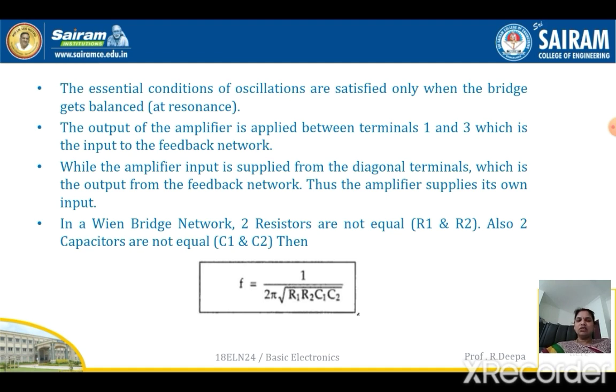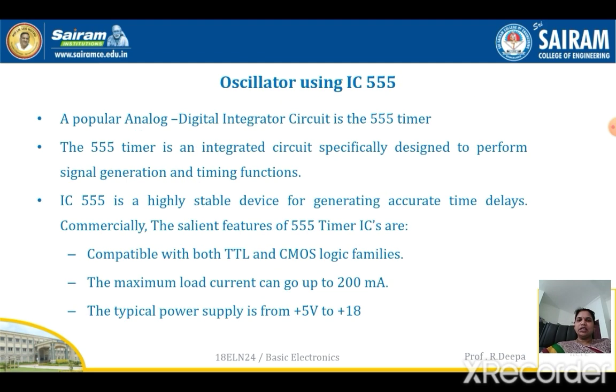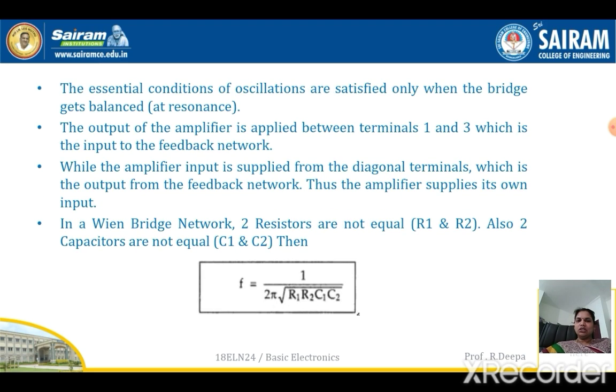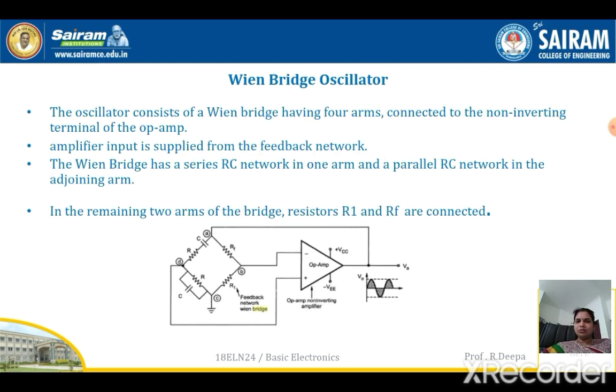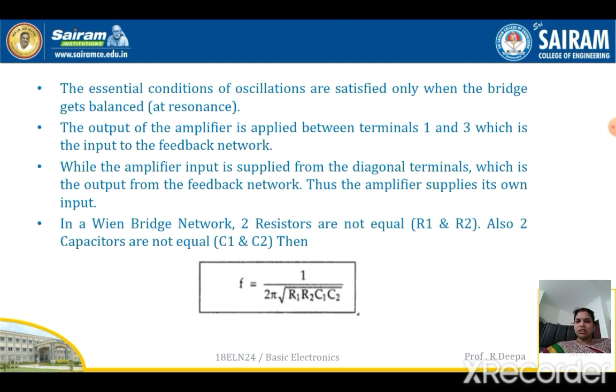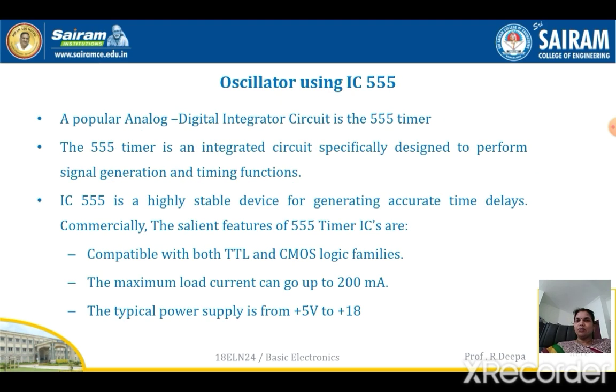The frequency of oscillations can be derived as f is equal to 1 by 2 pi root of R1 R2 C1 C2. Thereby this Wien bridge oscillator produces oscillations without any input, whereas the feedback network is the Wien bridge which is connected as shown here. And the frequency of oscillations produced is represented by f is equal to 1 divided by 2 pi root of R1 R2 C1 C2.